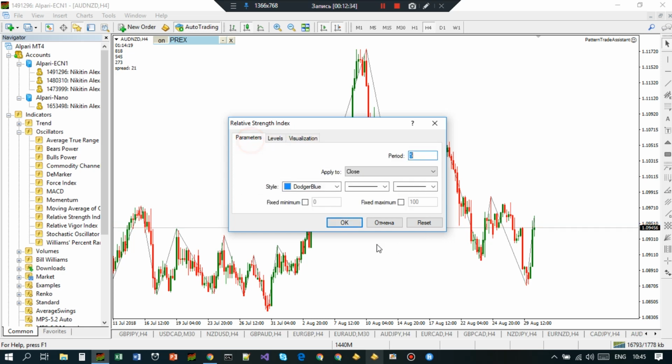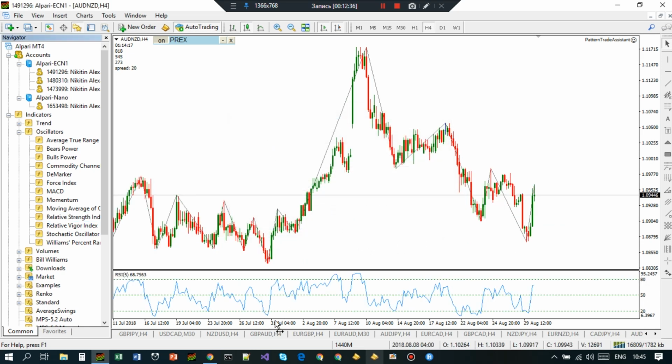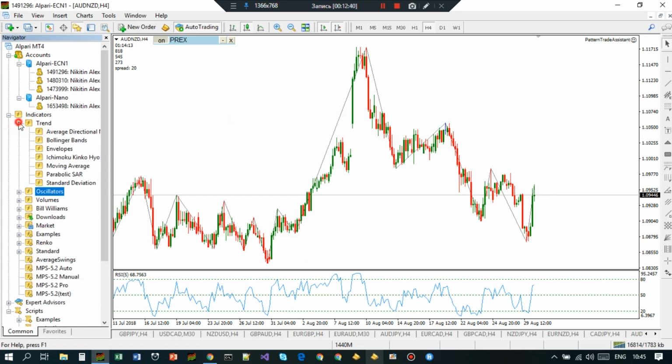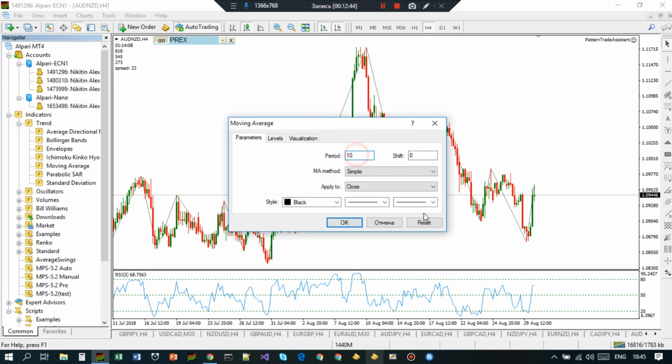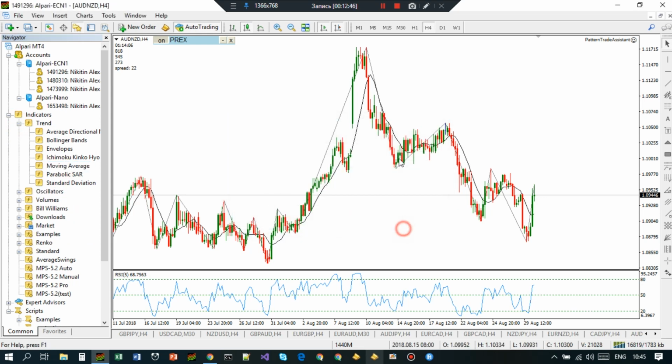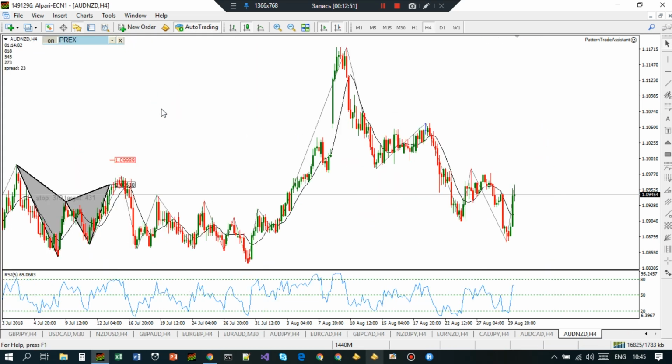Okay, this is RSI, the relative strength index, and then you go to trend and you use a moving average, a simple moving average with period 10. So these are your settings. And what is that method of trading that I'm talking about?